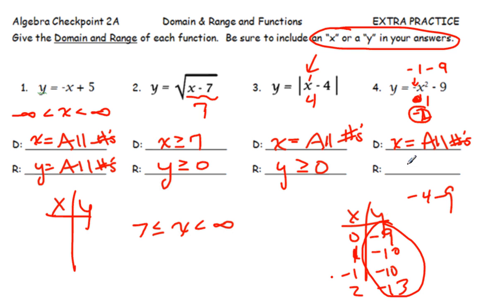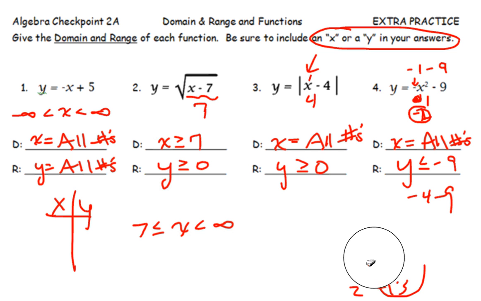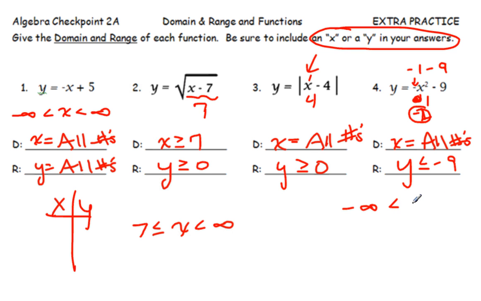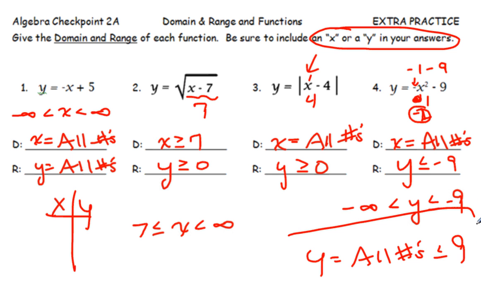So I'll have to write y is less than or equal to negative 9. I could write it that way. That's probably what you'll do. Let's get a bigger eraser here. But you could also say negative infinity is less than y, which is less than or equal to negative 9. I think it's just easier to do that. You could say all numbers y equals all numbers less than or equal to negative 9. You could do something like that. As long as you use the letter y somewhere, you won't lose any points.